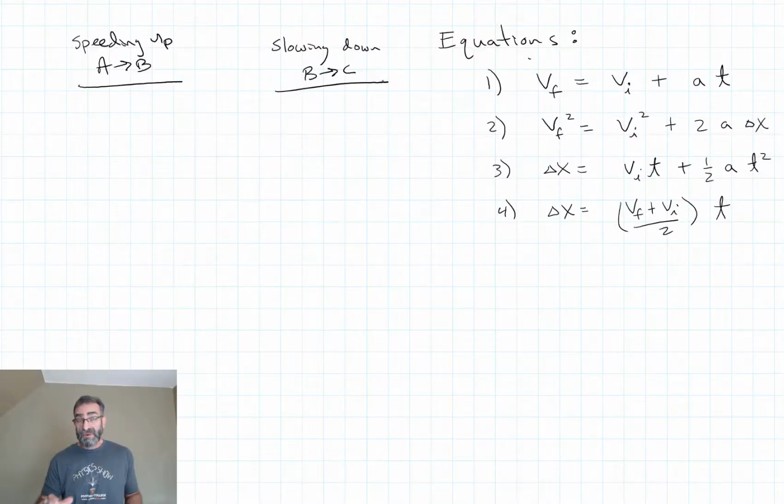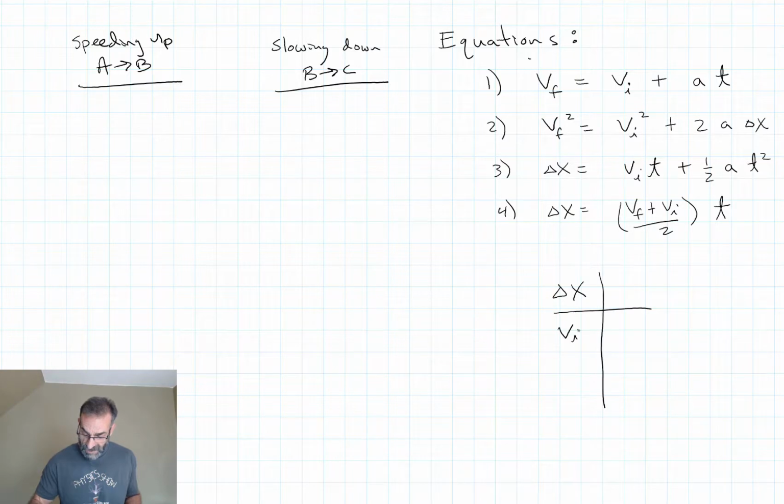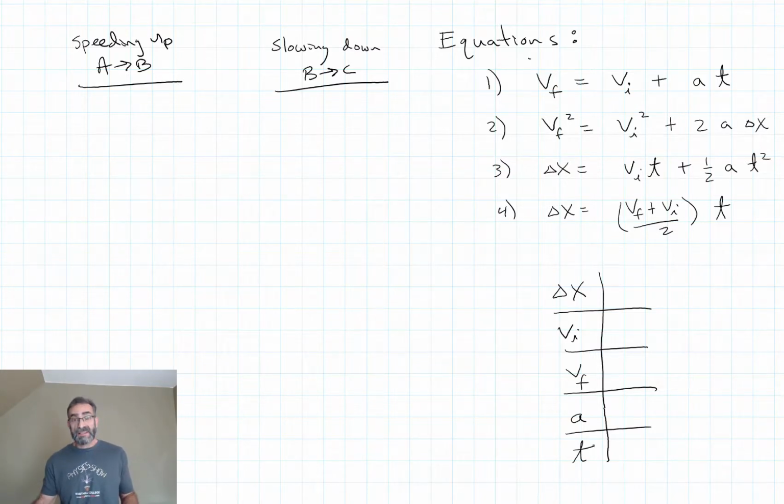Remember, there are 5 parameters of interest. I like to make a little table every time I do a kinematics problem using equations. I make a little table with my 5 parameters of interest: delta x, v initial, v final, acceleration, and time. It helps me organize my thoughts, figure out what I know, and figure out what I don't know. But there's something we have to do before we can fill that table in.